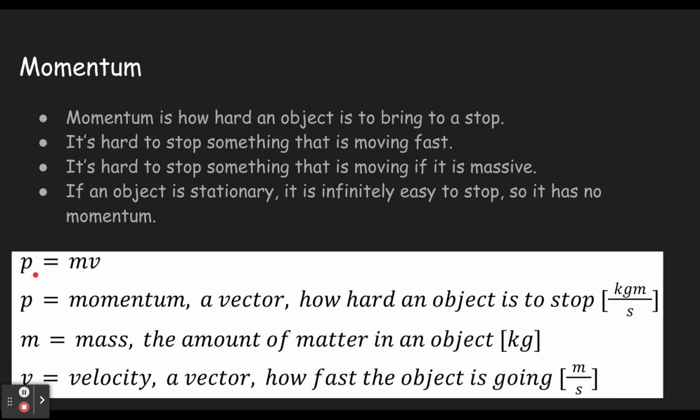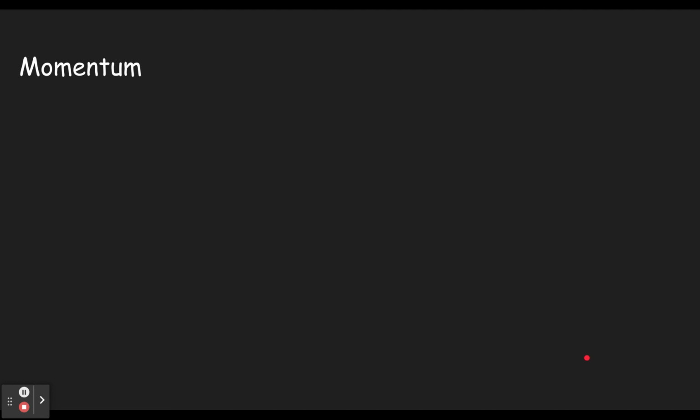So momentum is mass times velocity. Mass is the amount of matter in an object measured in kilograms. We've used that for a couple years now if you took chemistry already. And velocity is a vector also, meaning it has a direction, and it's how fast the object is going in meters per second.